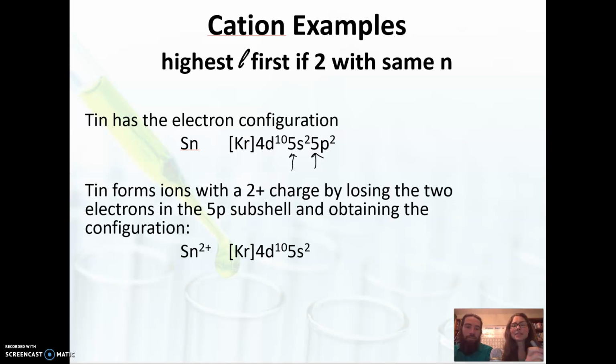And what's interesting is tin also will make a tin+4, which means that it also loses those other n equals 5 electrons. And I think what's interesting and probably worth mentioning is that in this instance we did not come up with a noble gas electron configuration. So you don't always end up with a noble gas configuration.